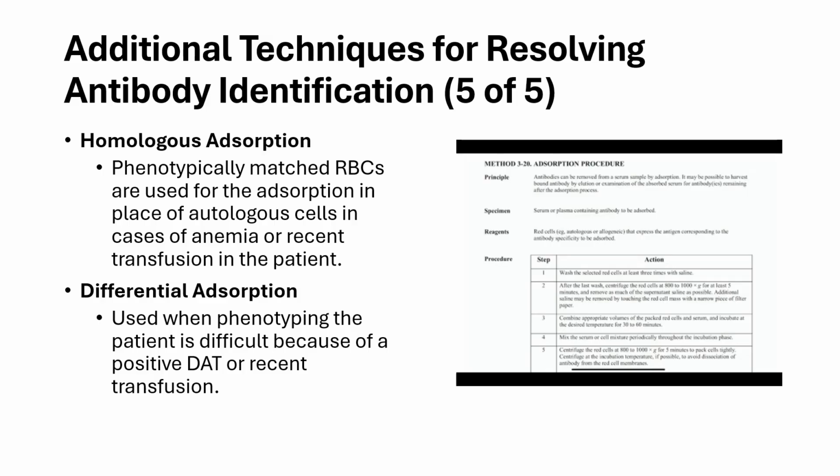Homologous adsorption uses phenotypically matched red blood cells instead of autologous, or the patient's own, cells. This is applied in cases of anemia or if the patient had a recent transfusion. The purpose is to absorb antibodies when autologous cells are not suitable. Then we have differential adsorption. This is used when phenotyping the patient's red blood cells is difficult, and this can happen when you have a positive DAT or a recent transfusion. This can help differentiate antibodies by selectively absorbing them.